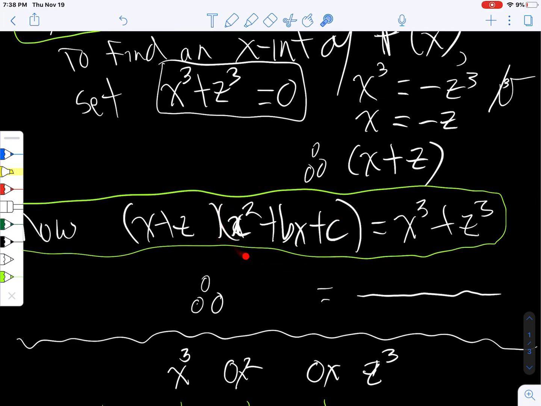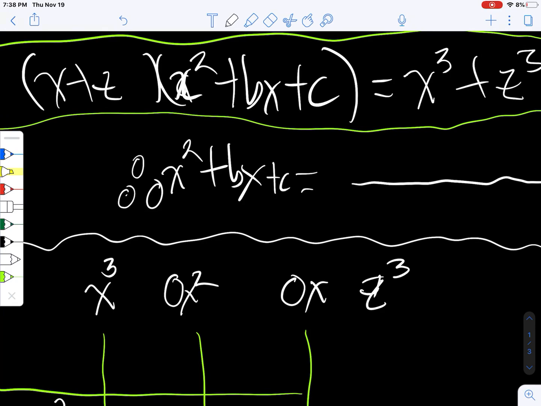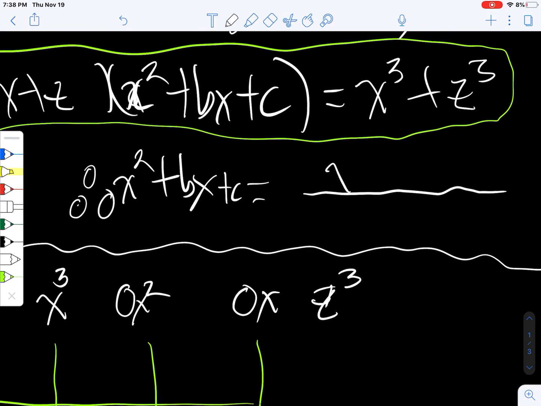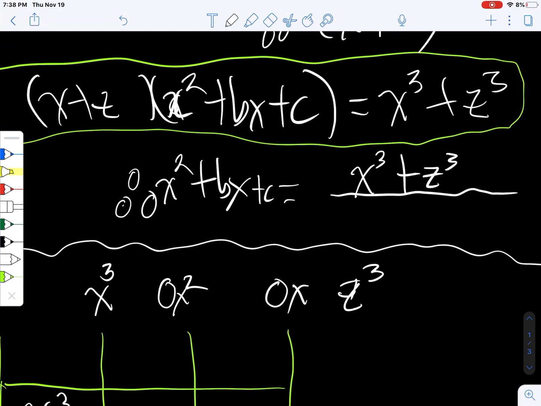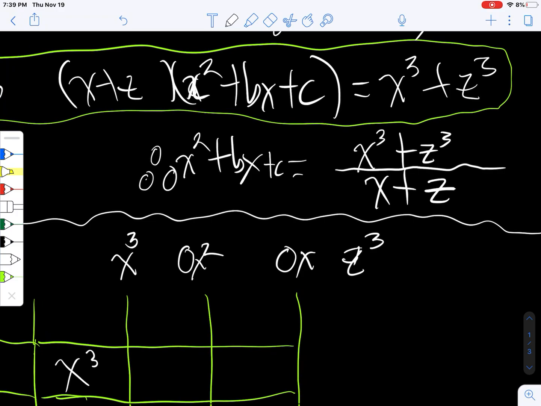Well, I need to isolate this. How do I isolate that? I need to divide both sides by x plus z. So it means that x squared plus bx plus c is going to equal x cubed plus z cubed divided by x plus z. So I need to carry out that division. How do we carry out that division? You can use the method of long division. You can use the box method. I think in our class we're preferring the box method, so that's what we're going to do.